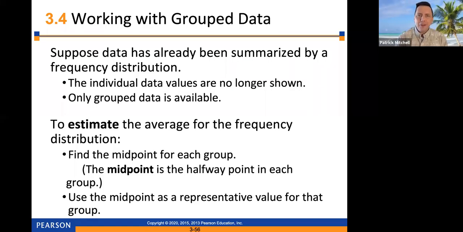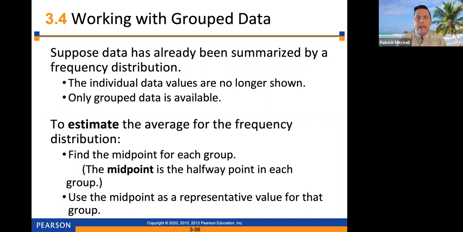We're continuing with Chapter 3, and today we're looking at Section 3.4, which is working with grouped data. So we're going to talk about how to find the mean, variance, and standard deviation from a grouped frequency distribution.